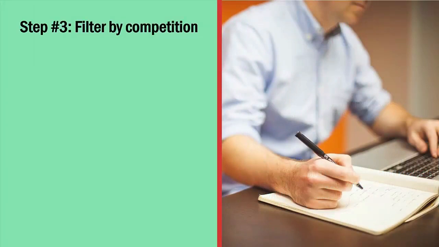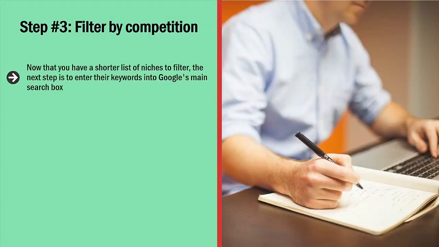Step number 3, filter by competition. Now that you have a shorter list of niches to filter, the next step is to enter their keywords into Google's main search box. When you enter a search phrase into Google, you will get results, but at the top left corner, Google will inform you how many pages target that search phrase. Take note of this number and write it down next to each niche keyword.